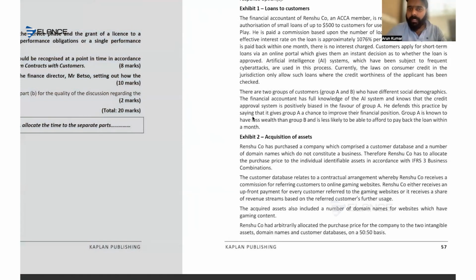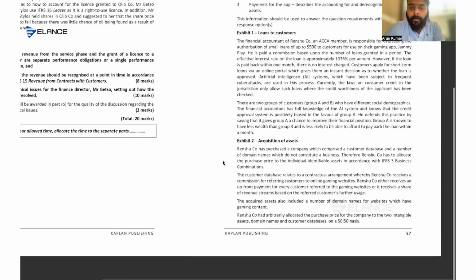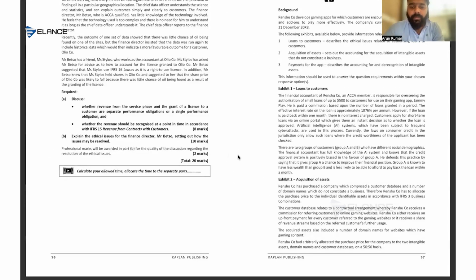We will account for it separately because they are two separately identifiable assets. But the total consideration should not be split on a 50-50 basis. We should split it according to the fair value of those two items. Perfect. Can you reply in the chat?